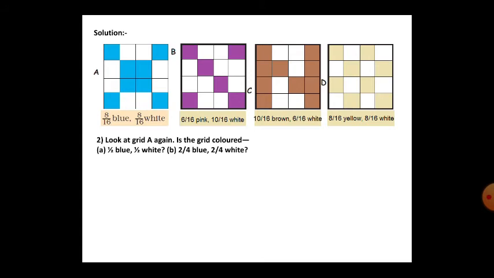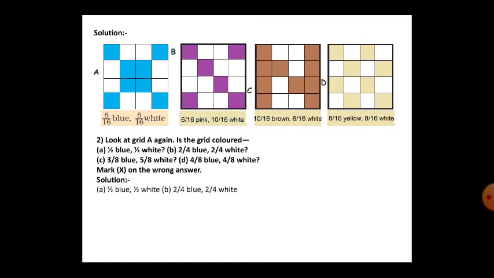Look at grid A again. Is the grid colored blue or white? See here, total number of grids in A you can see here. Totally 16 grids are there. In that, 8 is colored with blue and 8 is remaining white. So in that 16, half is how much? 8. So that is the reason, half blue, half white. B, 2 by 4 blue or 2 by 4 white. What is the answer? Answer is A only.